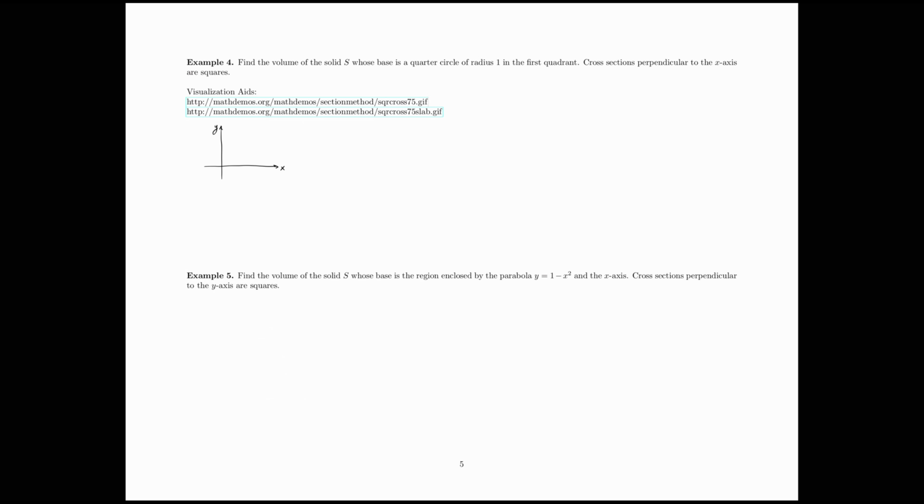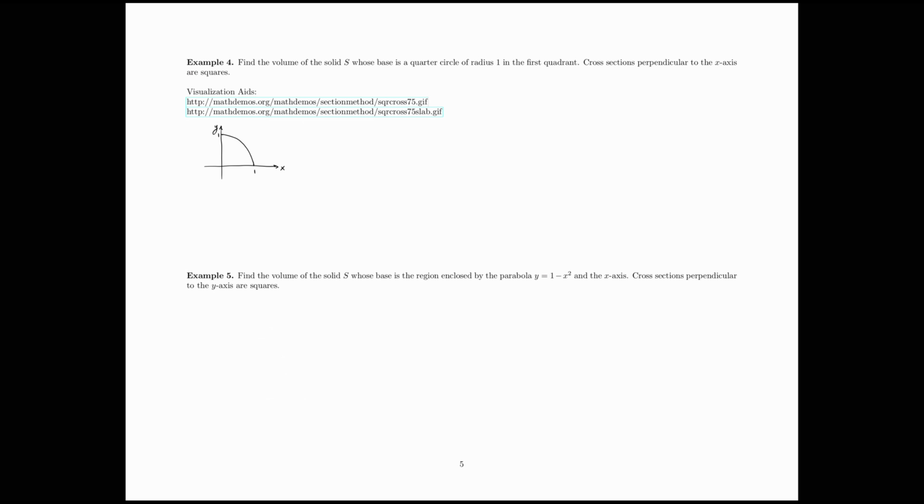For some reason, it's always easier for me to draw my circles like that. Okay. Not perfect, but it's okay. We don't have to be. So this is 1 and this is 1. It tells us then that this is the base. So then cross-sections perpendicular to the x-axis are squares.